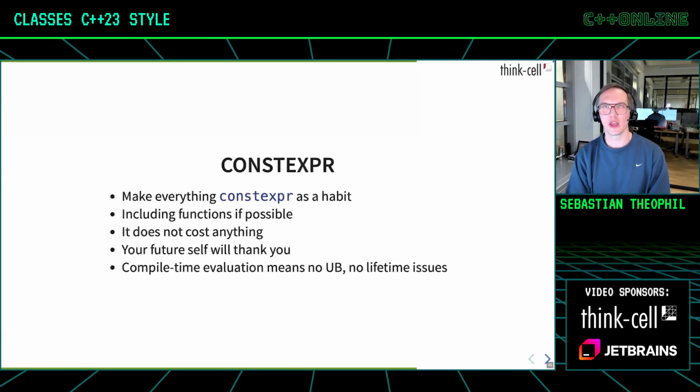So we want to make everything constexpr that we can make constexpr, just as a habit, including functions, if that's possible. It doesn't cost us anything. If they're not used at compile time, then there's no cost. And your future self will thank you if you ever need them at compile time and want to implement something non-trivial at compile time. So that means no undefined behavior. It means no lifetime issues. Everything you've done at compile time is safe and fast and UB-free.